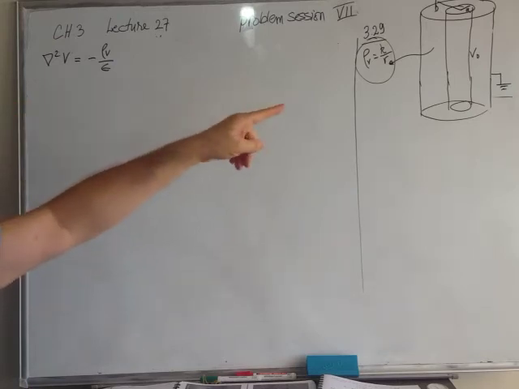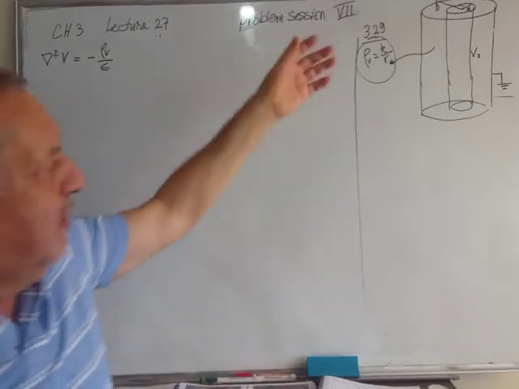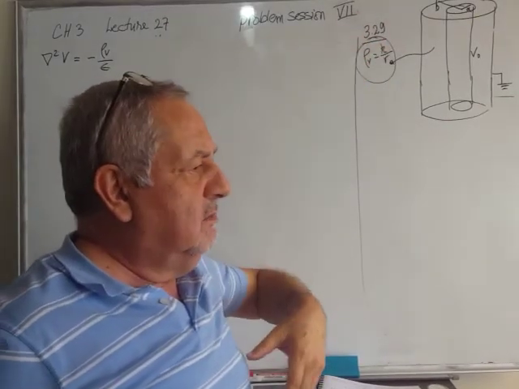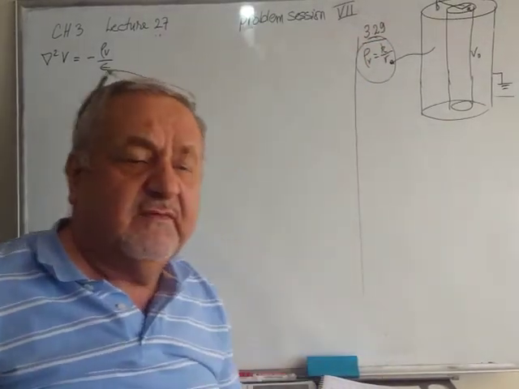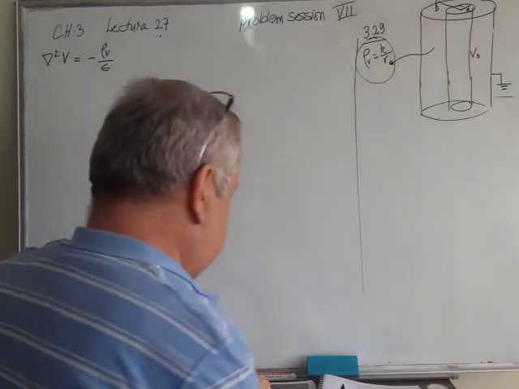Since rho V is a function of r only, and this is a long double cylinder, we have symmetry with respect to small r and with respect to z. So we have to apply the Laplacian, in which coordinate system? In the cylindrical coordinate system, and we take only the variable to be r.